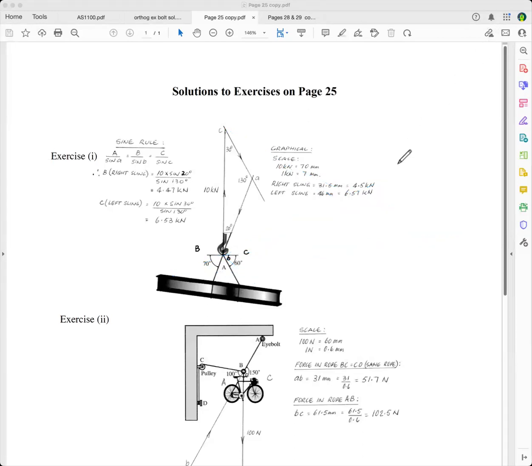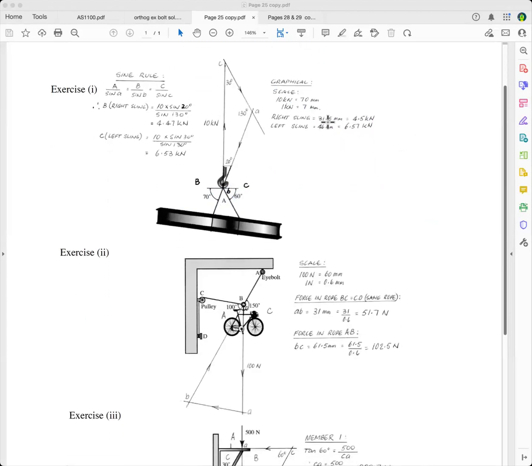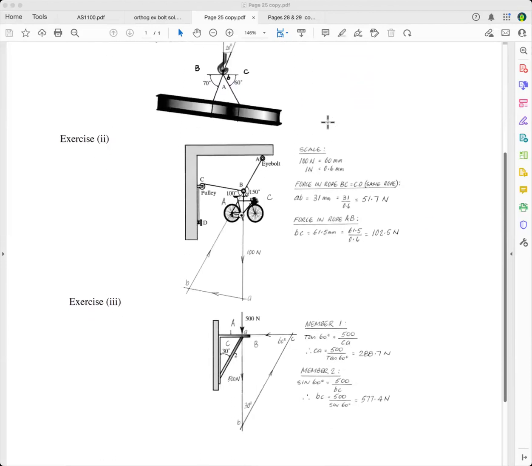Okay, let's have a look at this one. This next one I did when I visited you.